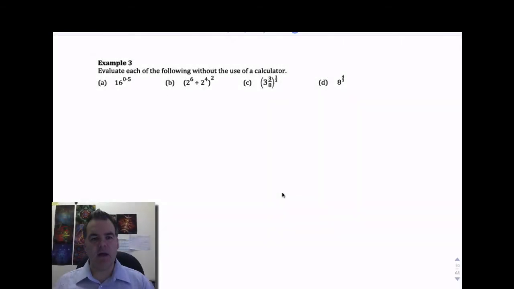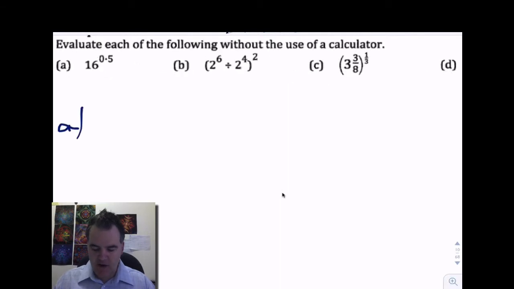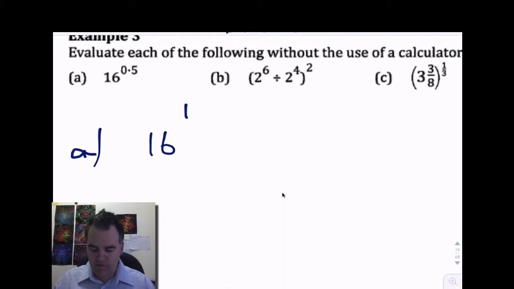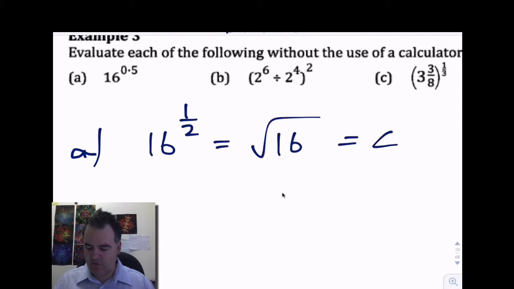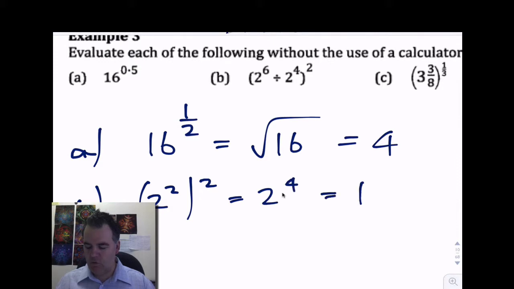Let's look at this example now where we've got some fractional powers going on. So 16 to the power of a half, or 0.5, which we know is the square root of 16, which is 4. So all this is going to be done without your calculator. In part B, simplify inside the brackets first: 2 to the 6 over 2 to the 4. Remember, the base is the same, so subtract the powers. That's 2 squared, squared. And we know the rule now that when we've got a power to a power, we multiply the powers. That's 2 to the power of 4, or 16.